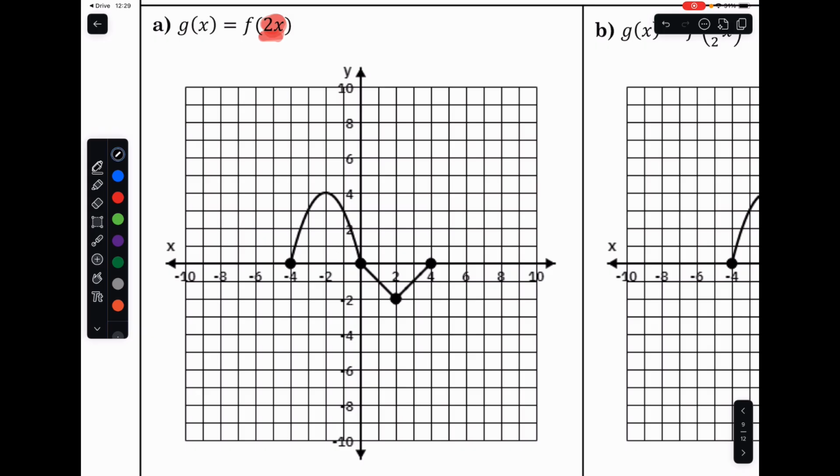So instead of multiplying the x's by 2, this is going to divide our x coordinates by 2. Okay, so we do the opposite operation. Looking at all the x coordinates, we're going to divide all of those by 2.